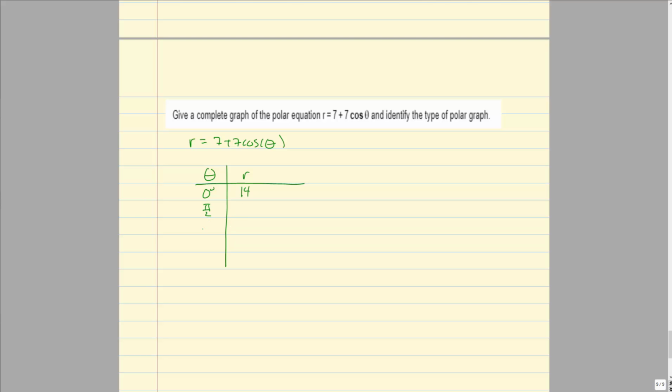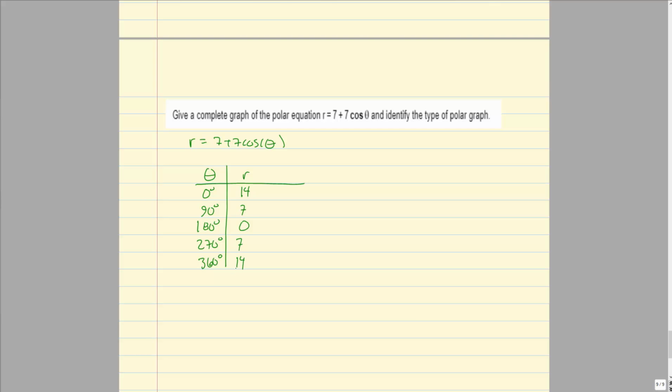Actually, I better stick with degrees here. The cosine of 90 degrees is 0. 0 times 7 is 0, and 0 plus 7 is 7. I could do 180 degrees. The cosine of 180 degrees is negative 1. Negative 1 times 7 is negative 7, and negative 7 plus 7 is 0. I could do 270, and I'm going to end up with 7 as well, and then back to 360, I should be back to 14.